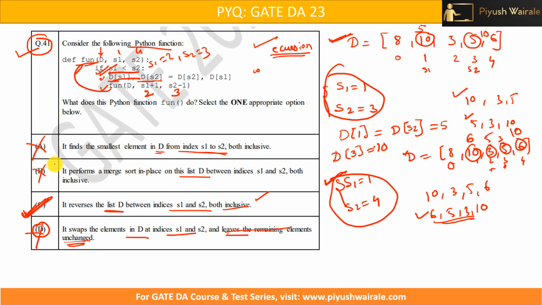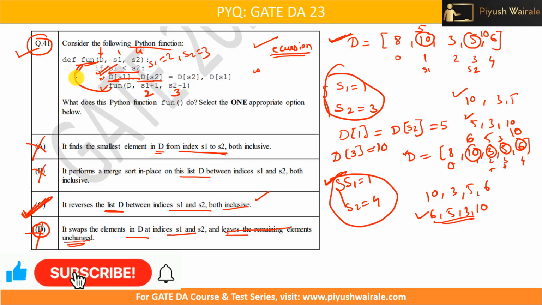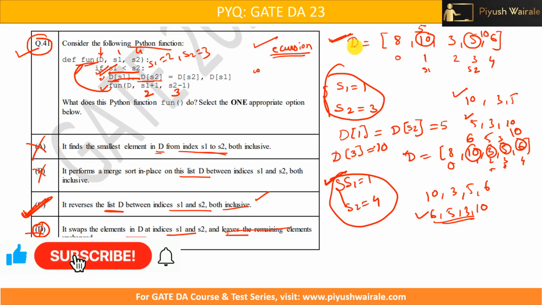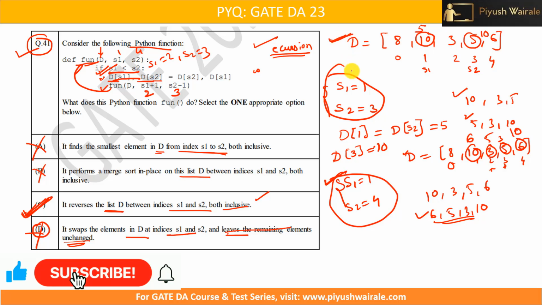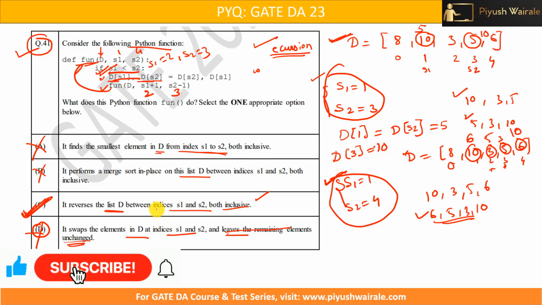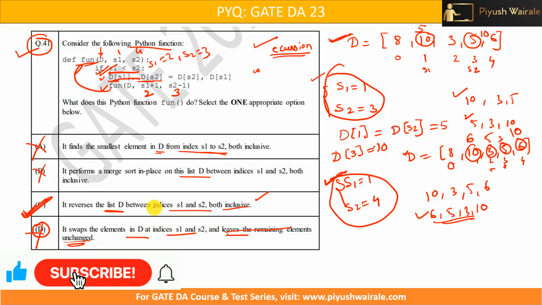Okay, so I hope you understand this particular question. So please be careful while solving this type of question. Whenever you are considering a sample input, please consider such cases also. Okay, if you are getting more than one option correct, try for the next assumption. So that's it from this particular video.